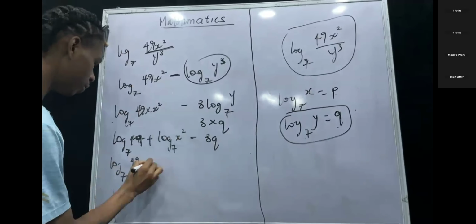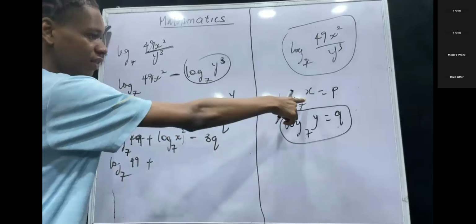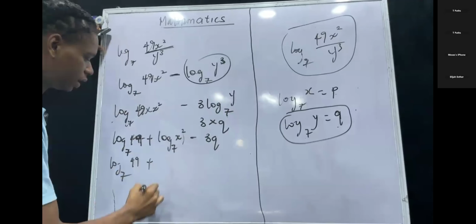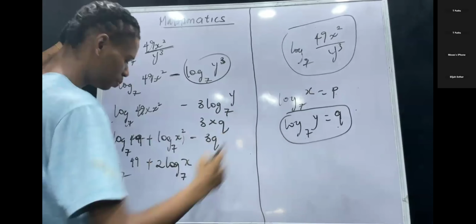So I have this. So now I've solved for the value of log x squared to base 7 to become 2p. And I've solved for the value of log y cubed to base 7 to be 3q. So I have this. Now, what is left for me to solve now is log 49 to base 7. So I'm going to continue from down here. log 49 to base 7.